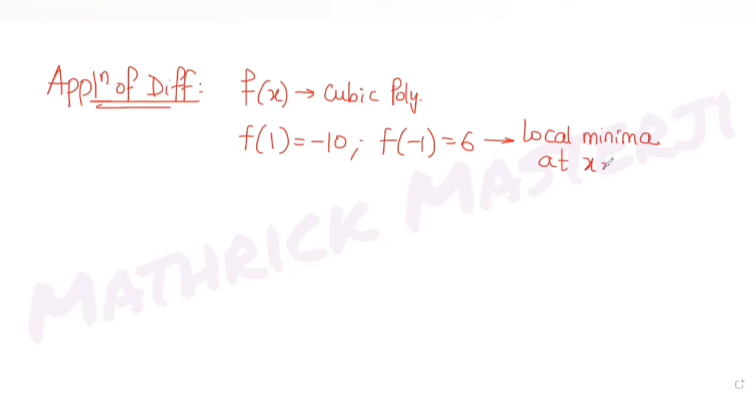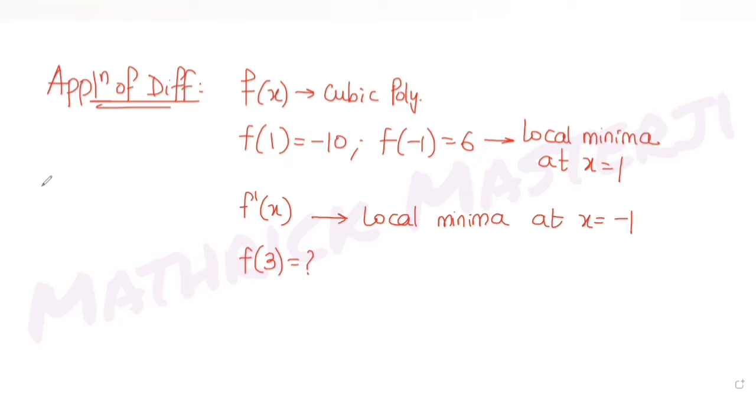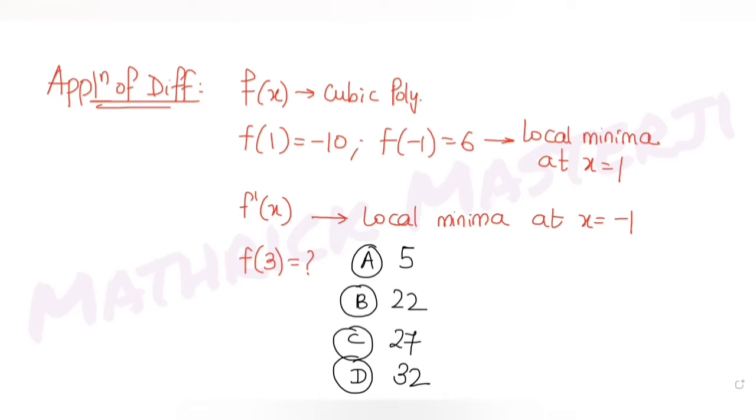that exists at x equals 1, and f dash of x, that is the derivative of the function, also has a local minima at x equals minus 1. Then we have been asked to find the value of f of 3. The answer choices given to us are 5, 22, 27, and 32. We need to figure out which answer choice is correct.